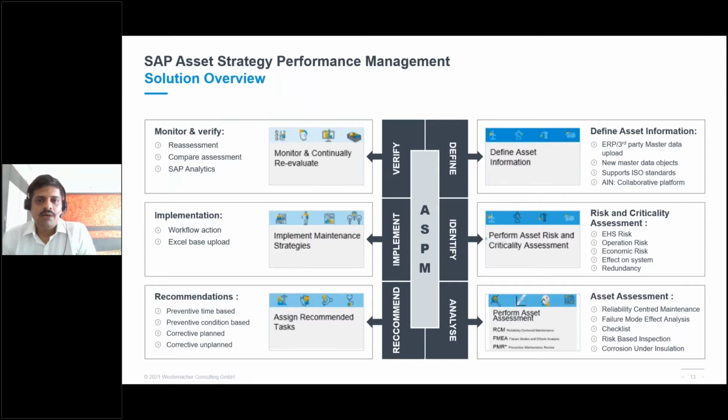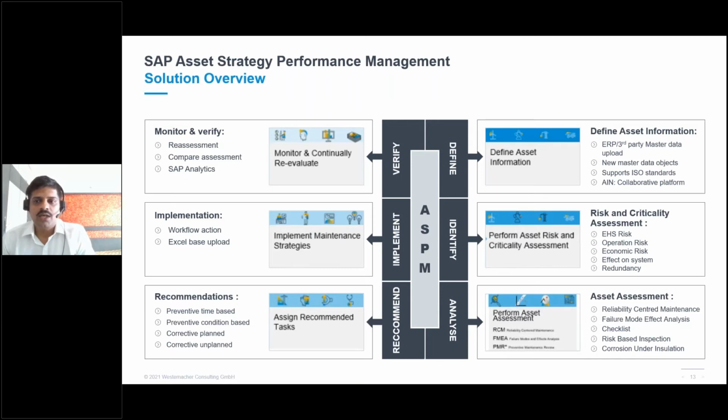So ASPM comes with 6 building blocks. We are starting with the Define phase in a clockwise direction. The Define phase is all about your master data, because once you have the right master data, you can run a correct assessment and it gives better results, right? So that's why this first step of Define is very important, where SAP has introduced Asset Central as a master data layer. This allows us to convert your data from third-party sources or multiple ERP systems onto this one cloud platform. So basically, it becomes a single source of truth for your master data.